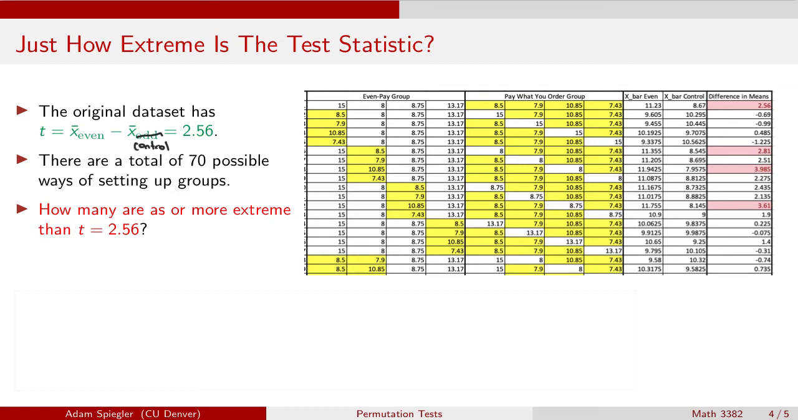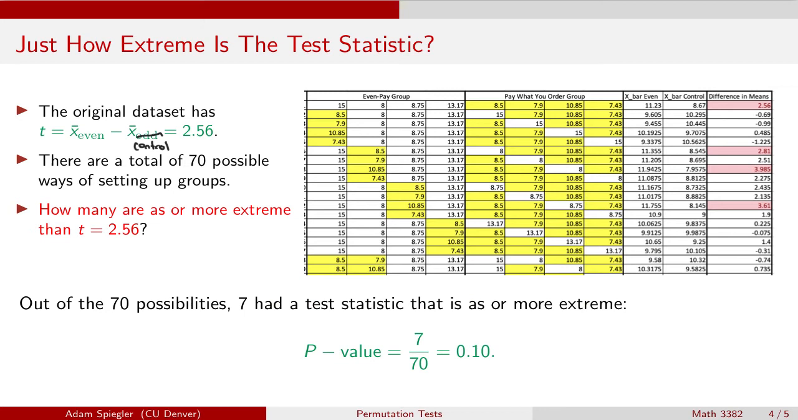And if you go through this systematically listing out all 70 possibilities, then what you'll see is that there are exactly 7 out of the 70 that had a test statistic greater than or equal to 2.56. So that gives us 7 out of 70, in other words, 0.10. So there would be a 10% chance of getting a sample as or more extreme with a difference in the mean amounts equal to or greater than 2.56.